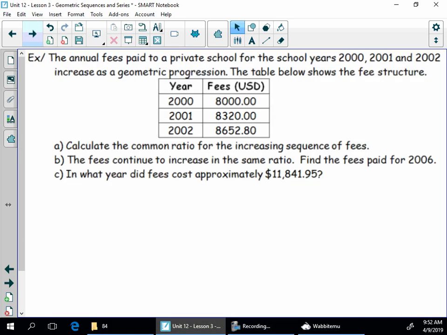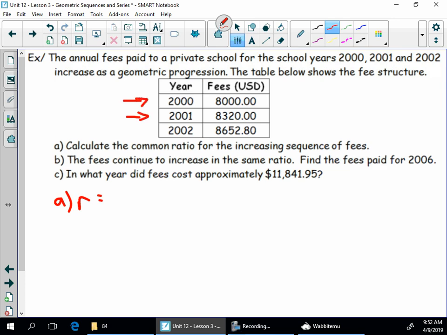The annual fees paid to a private school for the years 2001 and 2 are shown as a geometric progression in this table below. Calculate the common ratio for the increasing sequence of fees. Kind of our standard question. We want to find R. As we mentioned, R can be found between any two consecutive terms. So the easiest ones I'm going to choose would be these two.